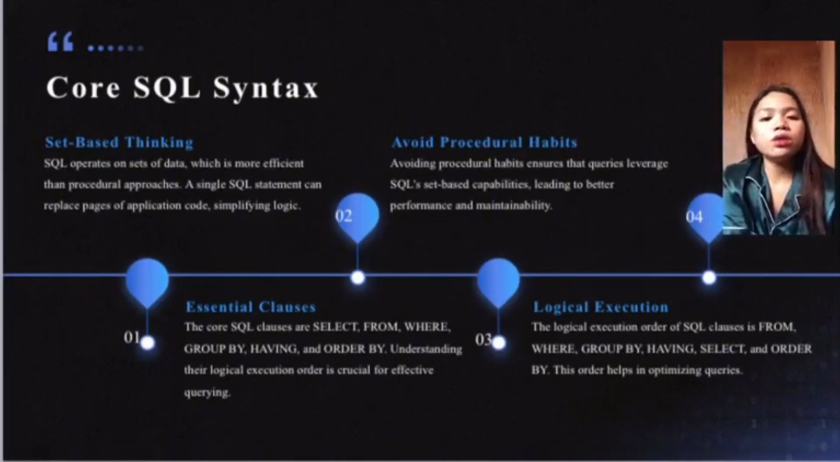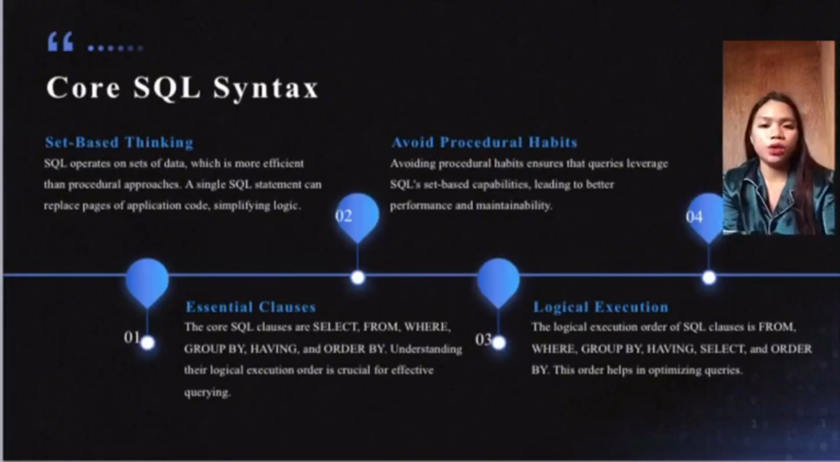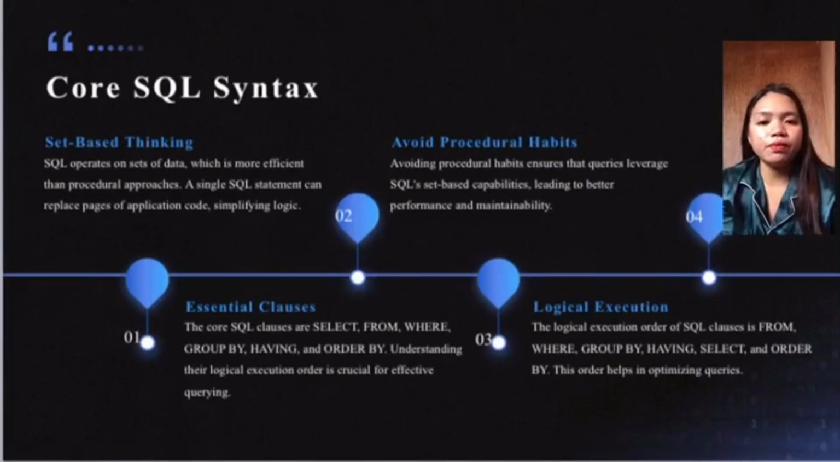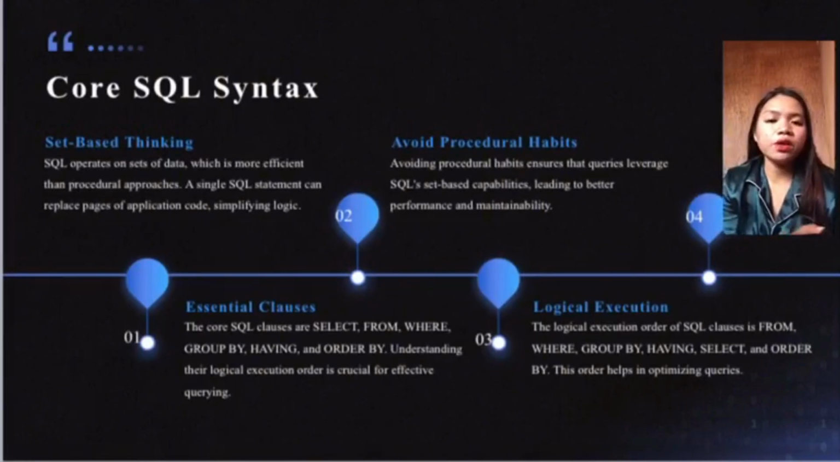In essential clauses, these are the main commands you will use in SQL: select, from, where, group by, having, and order by. Think of them as building blocks. In logical execution, SQL runs these commands in a specific order: from, where, group by, having, select, and order by. It's like following a recipe.